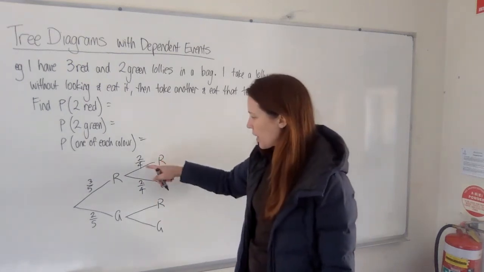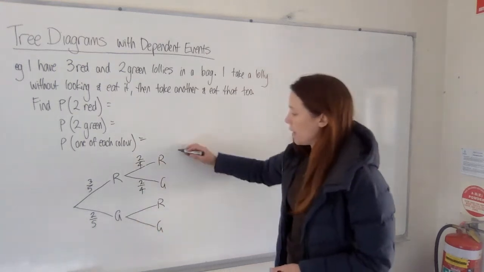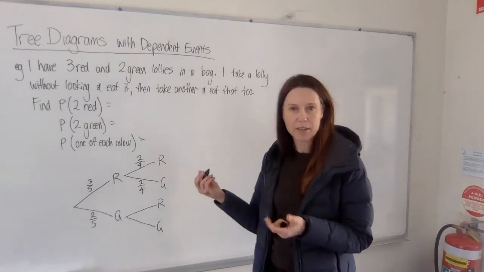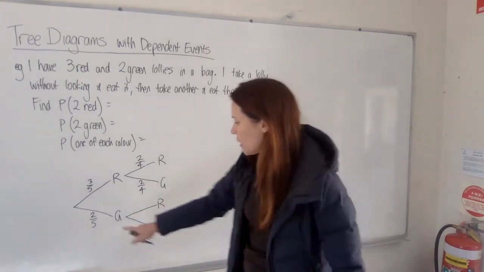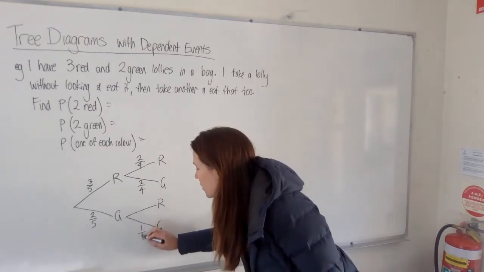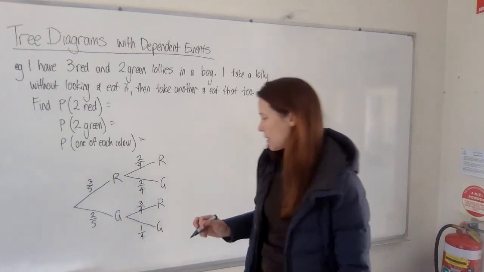But I found that if I keep the denominators the same all the way down, it makes it easier for me at the end to check that everything adds up to 1, because everything's going to have the same denominator. Now, if I've already eaten a green lolly, there's only 1 left, so the chance of getting the next one green is 1 out of 4, and I can easily see that we've got all 3 red lollies left, 3 out of 4.